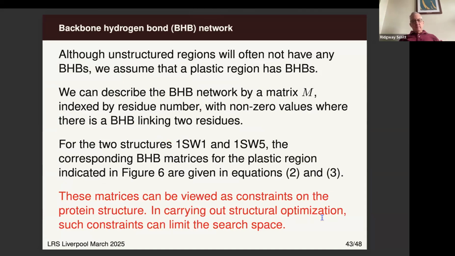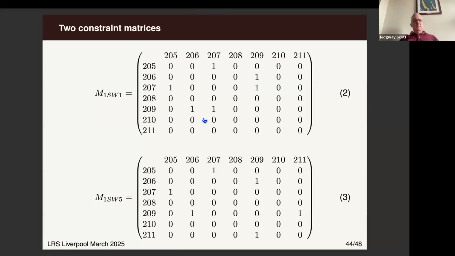Now, there are some simplifications one can make. So there's a backbone hydrogen bond network that any protein has. And so what you can do is you can write down the residue numbers here and here. And for each different structure, you can give us the hydrogen bond network. So this is the hydrogen bond matrix. It's a symmetric matrix. It's just an indicator matrix where there are hydrogen bonds. And in this version, we haven't said whether they're dehydrons or not.